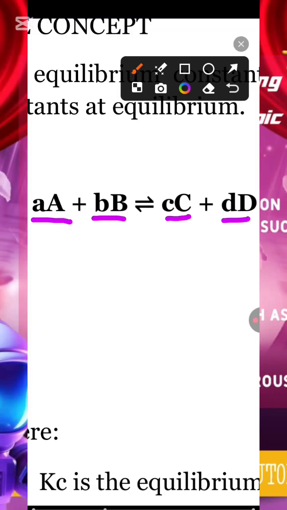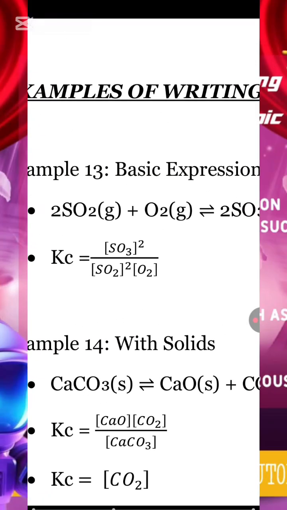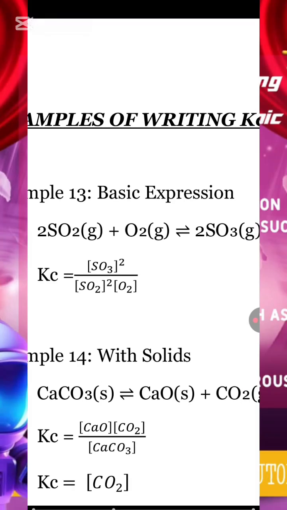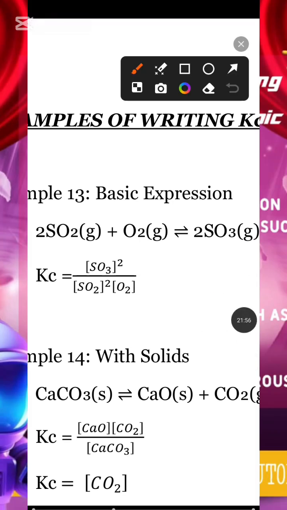Now, let me give you an example of a real life equation so you understand what those small letters mean. Okay, let's flip to the next page. Now take a look at this reaction right here, this particular one.